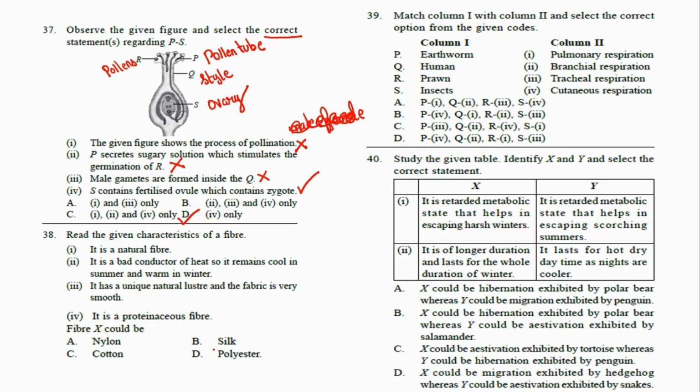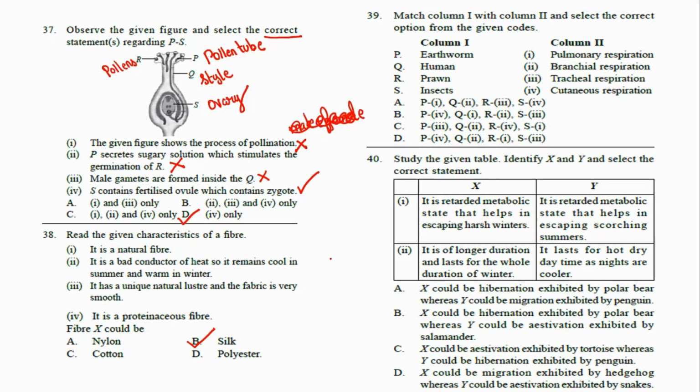Fiber X could be silk, because silk is a natural fiber that we get from the silkworm. It is a bad conductor of heat. Why? Because silk always shrinks when it is burnt, right? So it remains cool in the summer and warm in the winter, and it has a normal shine because the fiber is made up from the proteinaceous material from the silkworm, and it is a proteinaceous fiber. So our correct answer is silk, right?